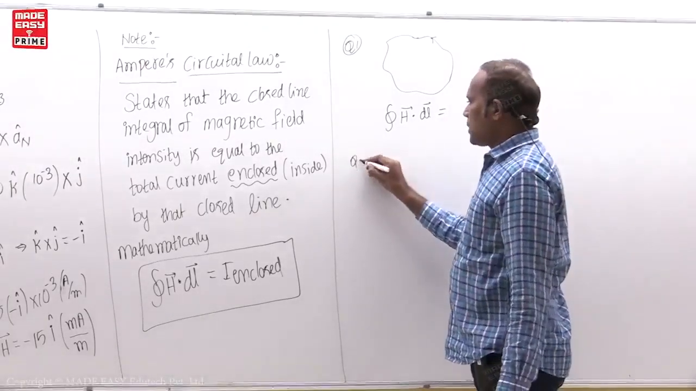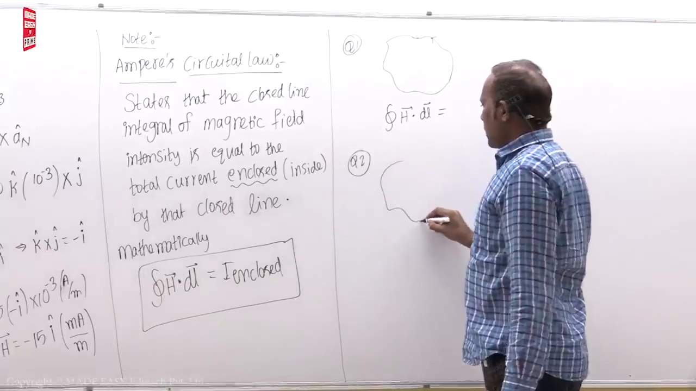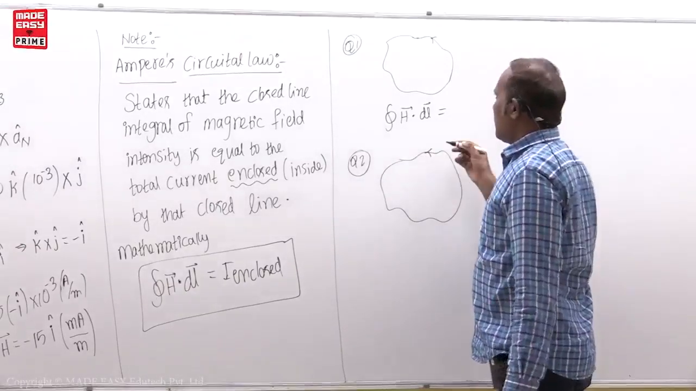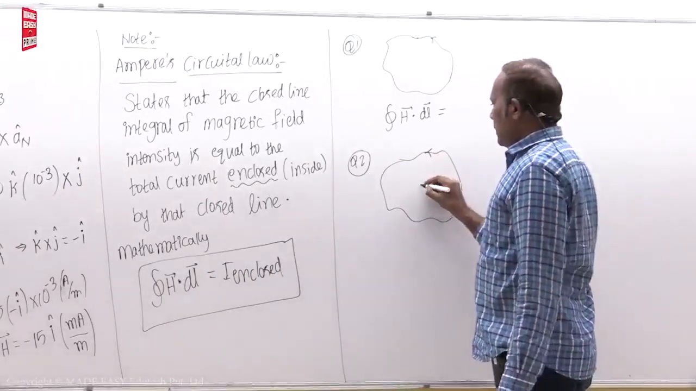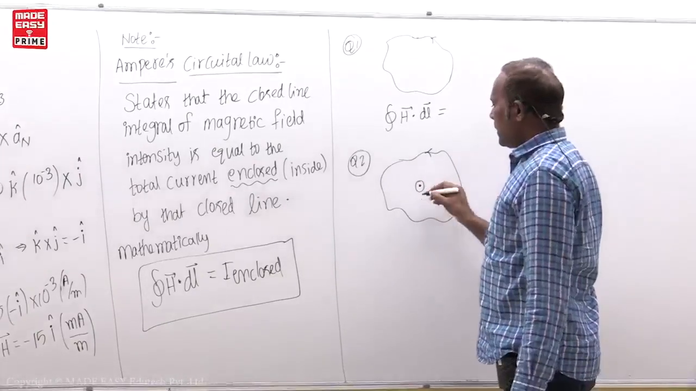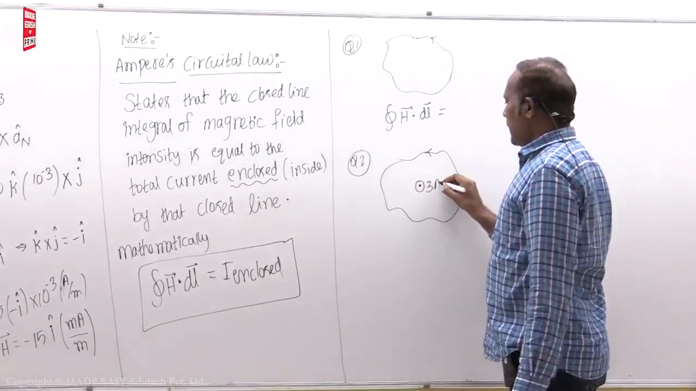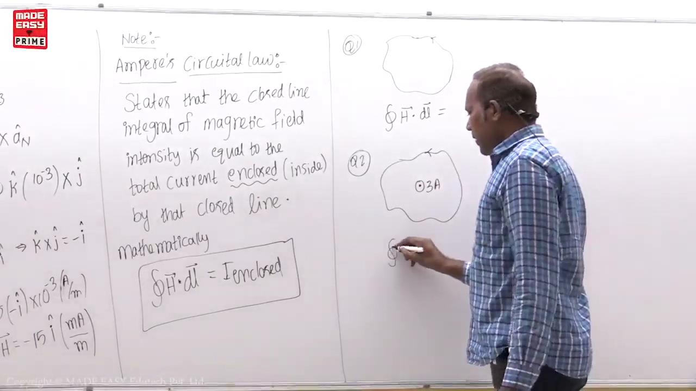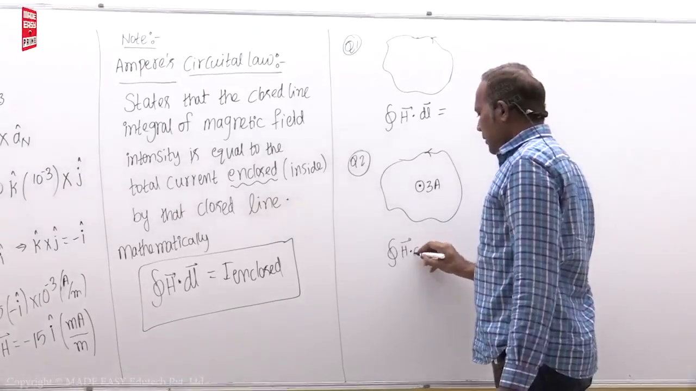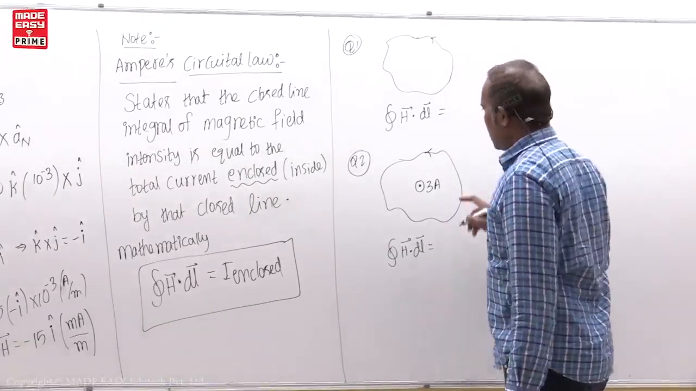Okay. Question 2. There is one closed line and inside this, the dot means out of the board 3 ampere current is there. Now you have to find closed H dot dl for this one. How much? That you have to find.